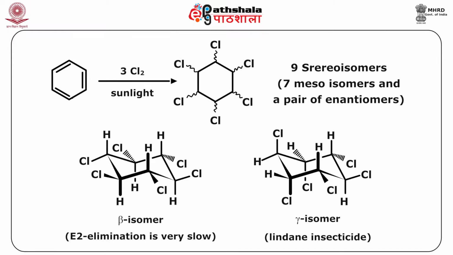Two of the 7 meso stereoisomers can be seen; the isomers primarily differ in the axial and the equatorial positions of the hydrogens and chlorines. Benzene in the presence of sunlight and 3 molecules of chlorine leads to the formation of benzene hexachloride. First prepared in 1825, benzene hexachloride's insecticidal properties were identified in 1944 with the gamma isomer, which is about 1000 times more toxic than any of the other diastereomers formed in the reaction.